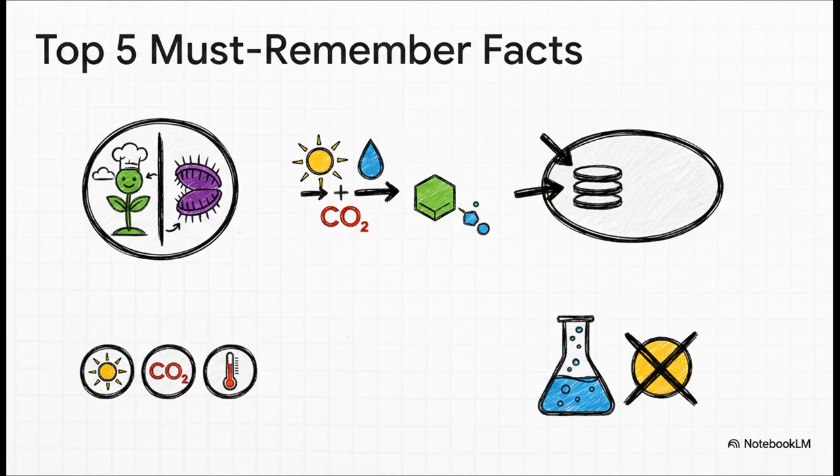Number 3, photosynthesis has 2 stages. The light reactions happen in the grana, the dark or light-independent reactions happen in the stroma. Number 4, remember the 3 things that can slow it all down: light intensity, CO2 levels, and temperature. And finally, number 5, don't forget chemosynthesis. It uses chemical energy, not sunlight. If you can remember these 5 points, you are in great shape for this topic.